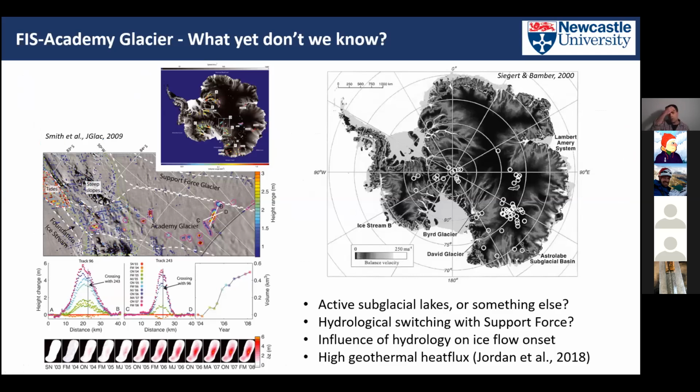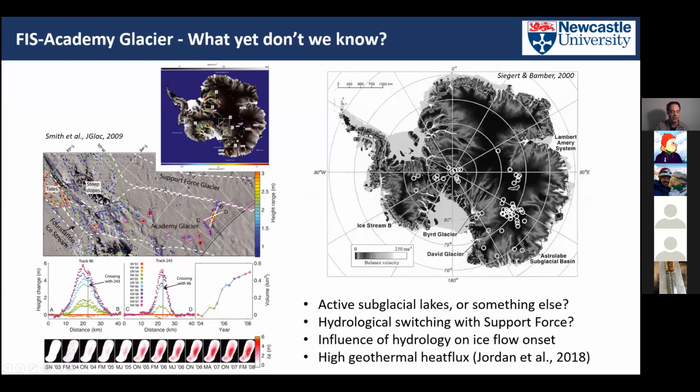Okay, the other things that we don't yet know about Foundation Academy, well, this is the kind of map I promised earlier. This is the Ben Smith and Helen Fricker and I think Ted Scambos product from 2009 in Journal of Glaciology, where they looked across Antarctica at active subglacial lakes from ice surface elevation. And figure 2 of that paper actually had the Support Force Glacier and Academy Glacier, because there were some really significant anomalies in the ice surface elevation here, which suggested that there were active subglacial hydrological processes going on. Particularly here, I think C to D and A to B are these graphs here.